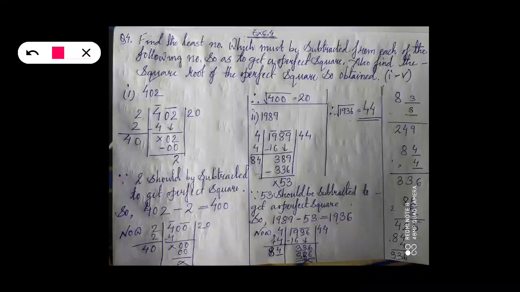Everyone, and we are in exercise 6.4, question number 4. There are Roman numbers 1 to 5. I have done two questions for you. The rest you'll do by today only, okay? Please see the video properly and try to solve it.